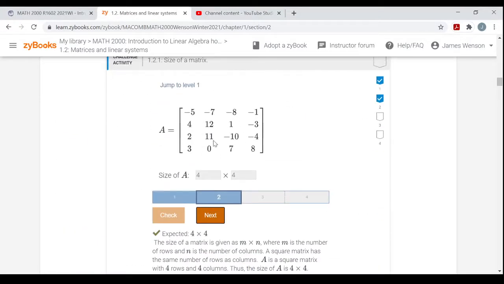So like this matrix here, the main diagonal consists of the entries -5, 12, -10, and 8. Right? That's A11, A22, A33, A44. Where all those entries where the row number and column number are the same.